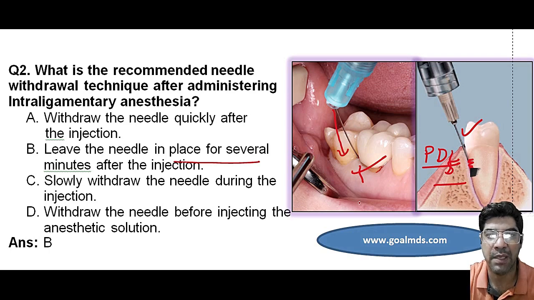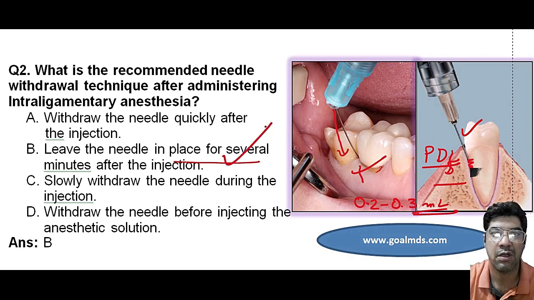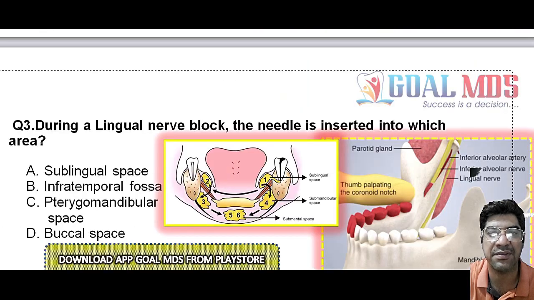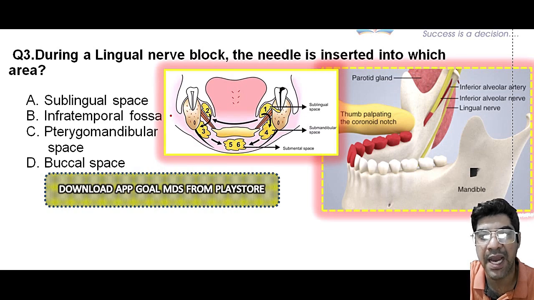Perform an aspiration by pulling back slightly to check for blood. Administer a small amount, 0.2 to 0.3 ml, of the solution into the periodontal ligament space. Remember, after injecting, you have to leave the needle in place for several minutes. So the answer is B. That helps ensure that the anesthetic solution has sufficient time to take effect before the dental procedure is performed. That will enhance the effectiveness of the anesthesia, with better diffusion and distribution of the anesthetic solution within the periodontal ligament space.